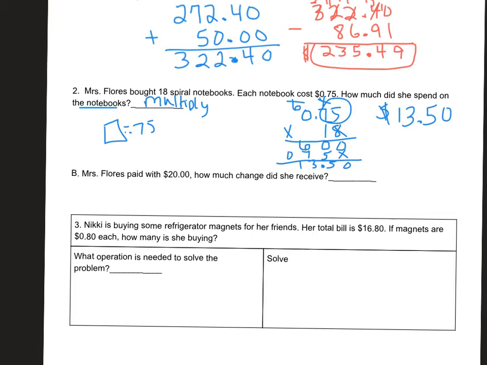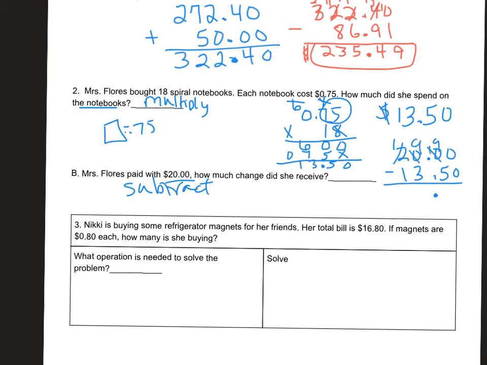$13.50. Well, then Miss Flores decided that she was going to pay with a $20 bill, so she's going to need to get some change back. So here we go. I am now going to have to subtract in order to figure out how much change, because you can't walk out of the store without paying, right, for your bill. So subtract, line up, bring down.